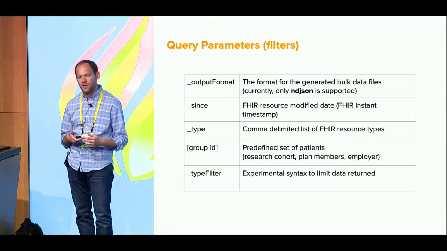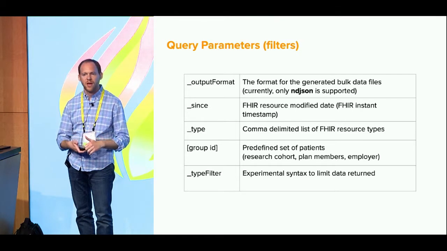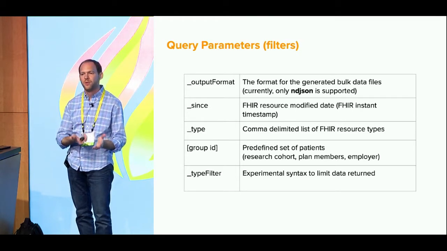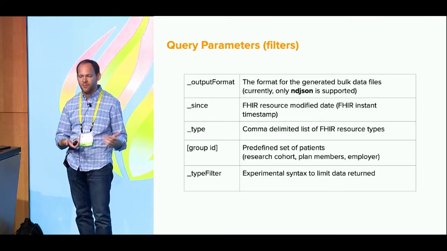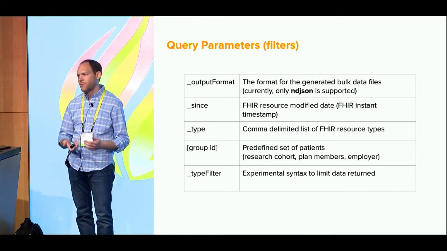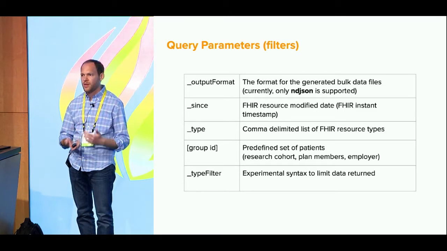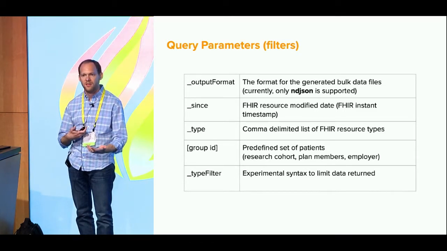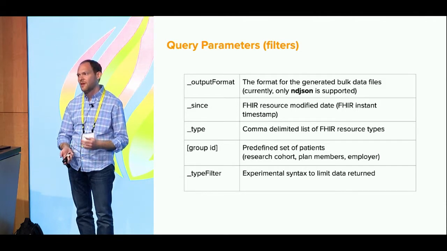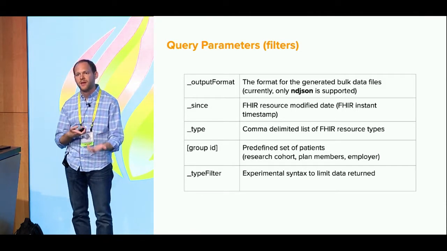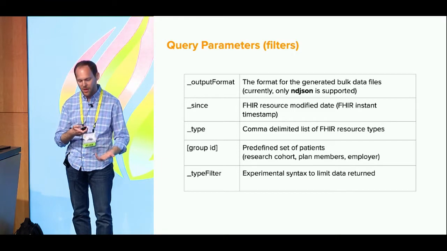And then type filter is an experimental part of the implementation guide that defines a term where you can do more advanced filtering. The reason we labeled this as experimental is it hasn't really been tested in a production system yet. It's fairly complicated, and we really want some feedback about how necessary it is, and whether there are subsets of it that are simpler that we could use instead. So it's something to play with, but something that we're not expecting servers and clients to necessarily implement at this point.